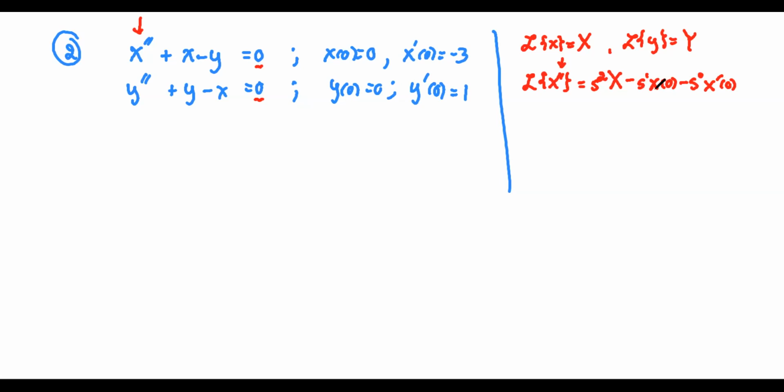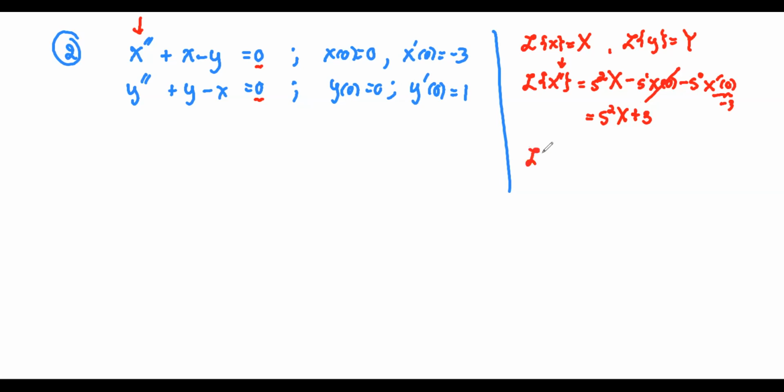Now, x at 0 is 0, x prime at 0 is negative 3. Then we have the Laplace of the second derivative of x as s squared multiplied by X, and then negative s to the power 0 is 1, negative and negative is positive. So it becomes s squared X plus 3. Oh, plus 3, sorry, plus 3.